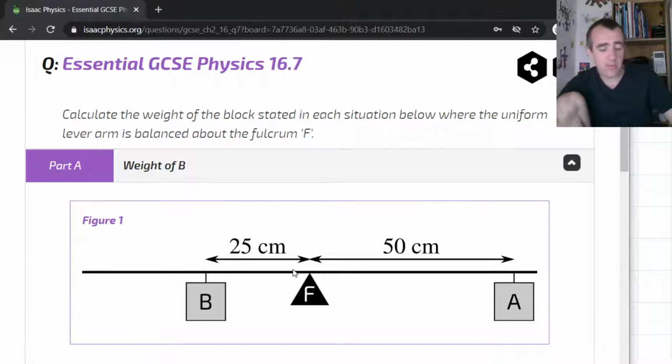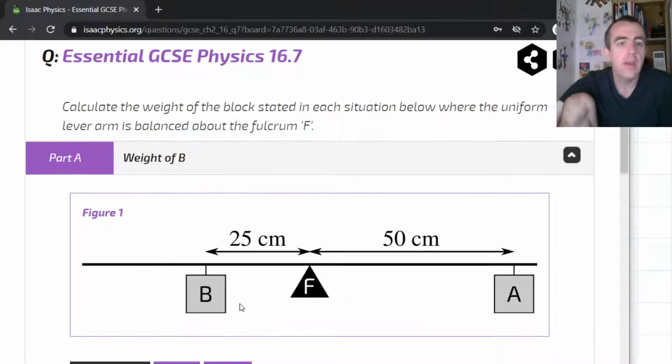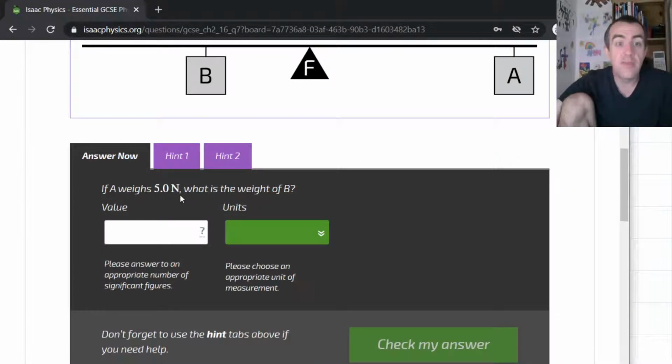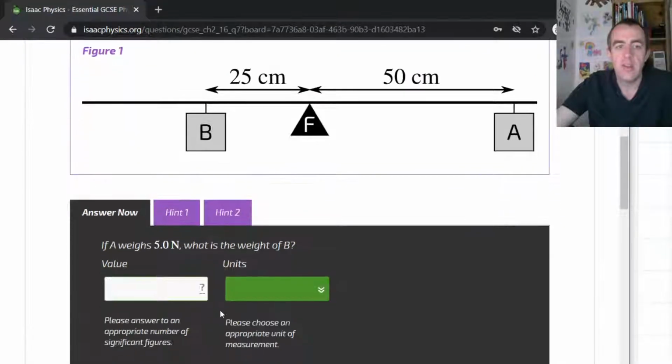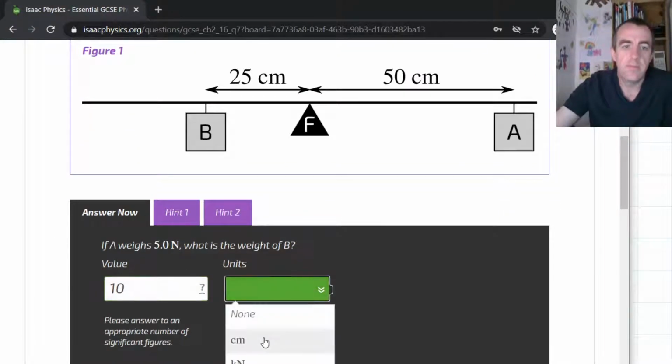And you can see A is twice the distance away from what's labelled the fulcrum, sometimes called a pivot, in the middle. F is twice the distance to A than it is to B. So it says if A weighs 5 newtons, what's the weight of B? I don't really need to do any calculations for this one. Because A is twice the distance away, it has to have half the force to get things to balance. Or in other words, B, which is half the distance, has to have twice the force. So that's going to be 10 newtons.